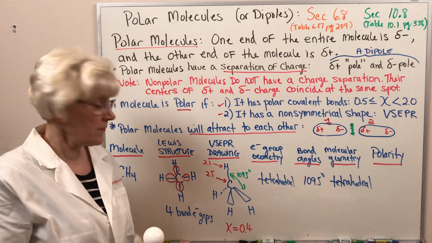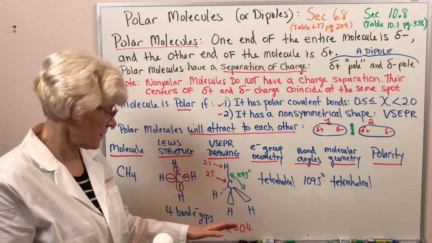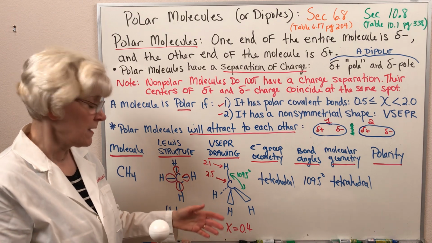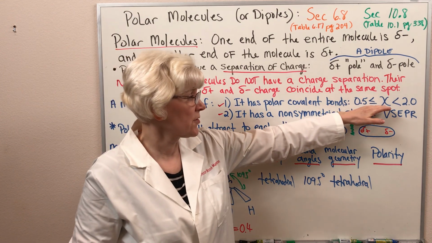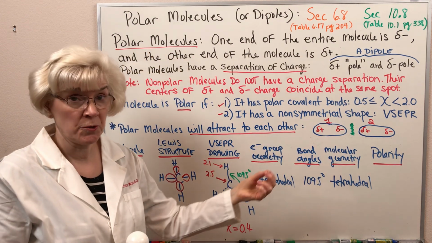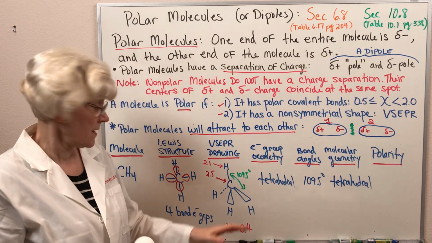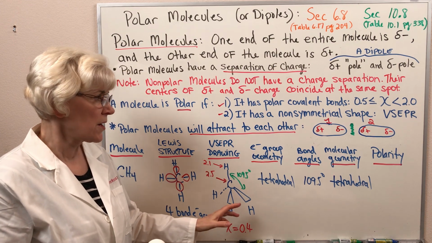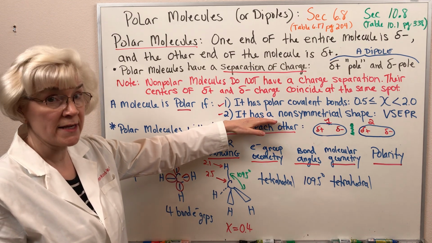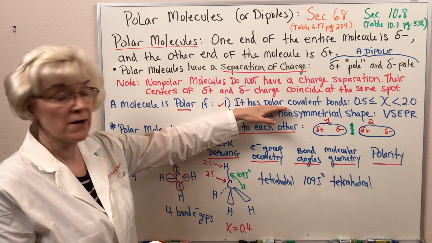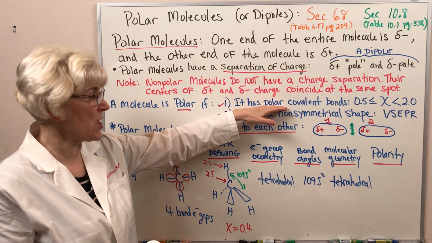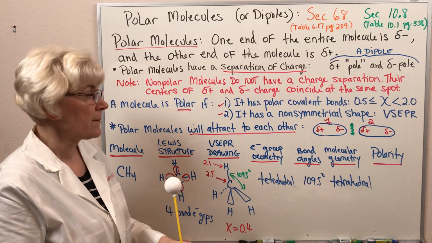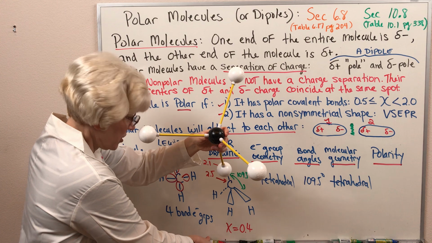So you could make an argument that methane is not a polar molecule because it does not have polar covalent bonds. But as I said, this range of electronegativities can have some fluctuation, and some individuals might make the case that yes, there is some polarity here. So let's go ahead and examine the second criterion, if you did want to make the argument that the bonds were polar covalent bonds. Let's take a look at the second point. Does methane have a non-symmetrical shape?